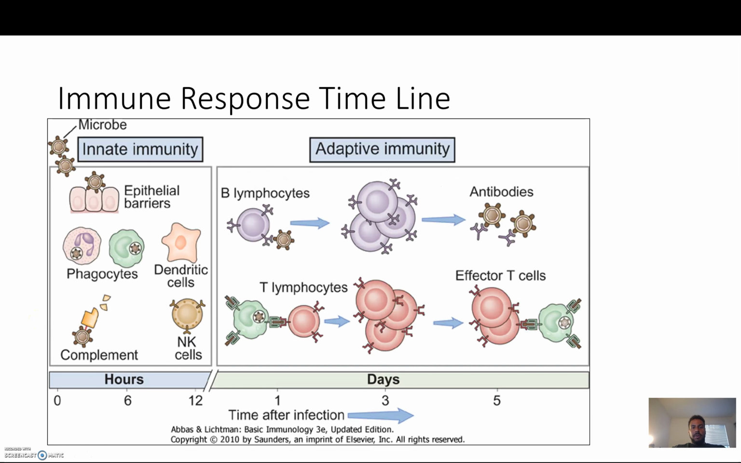So we have our immune response timeline, and that's when you have an infection. It starts with the innate immunity, and then it becomes the adaptive immunity. We're focusing in on these guys here, B lymphocytes and T lymphocytes. They don't start working until about a day after infection.